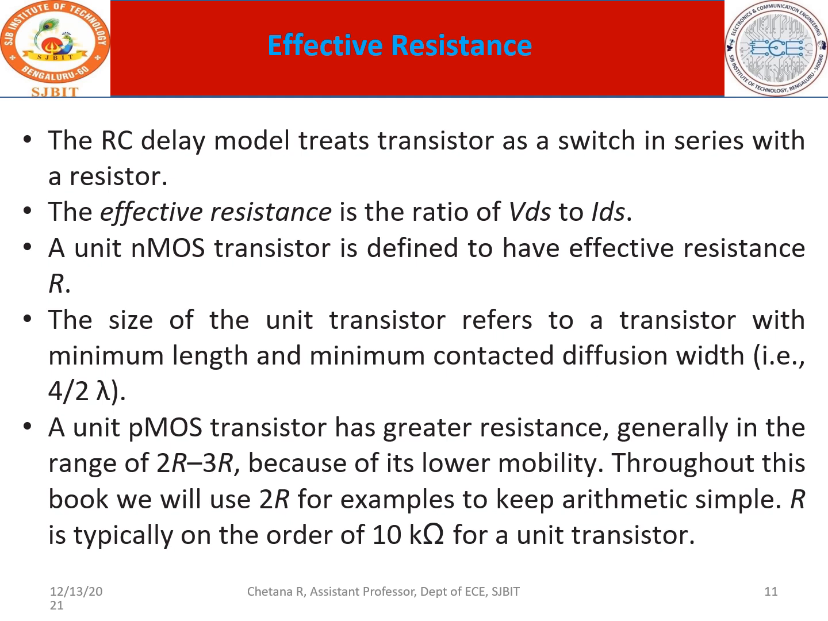Throughout this book we will use 2R for examples to keep arithmetic simple, and R typically is in terms of 10 kilo ohms for a unit transistor.